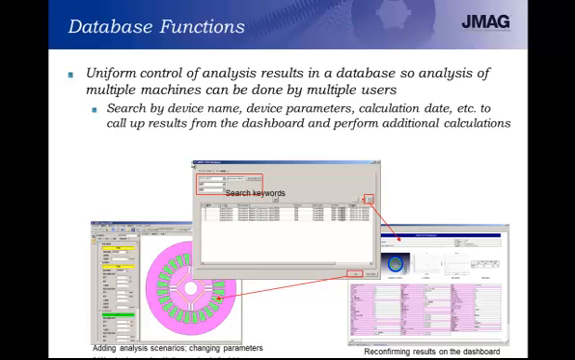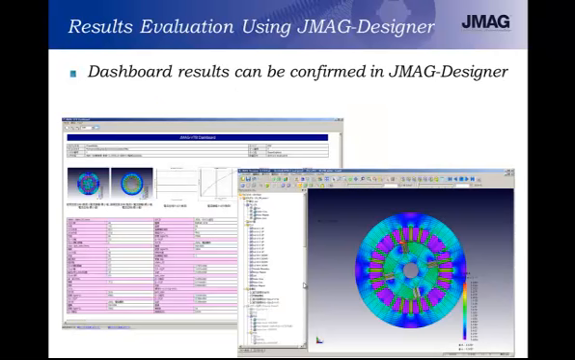The other feature with JMAG-Express Power Mode is that the results are generated in a dashboard. These dashboards actually generate a searchable database in which every analysis that you run in JMAG-Express Power Mode is stored. So you can go back and search this database based on the device name, the device parameters, calculation date, etc. to call up the results of the dashboard and perform additional calculations. Dashboard results can also be opened directly in JMAG Designer. So again, since the model results that are displayed are based on a full FEA calculation, clicking on any of the results will actually open up the JMAG Designer model.